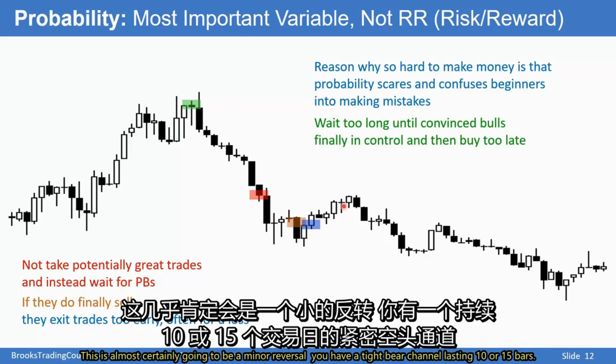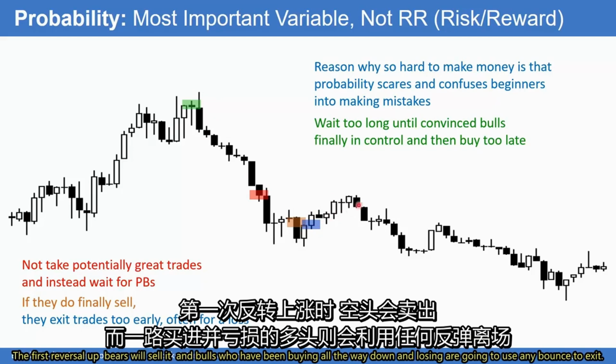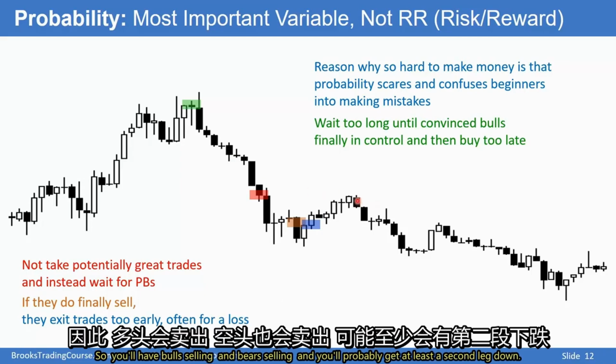This is almost certainly going to be a minor reversal. You have a tight bear channel lasting 10 or 15 bars. The first reversal up, bears will sell it. And bulls who have been buying all the way down and losing are going to use any bounce to exit. So you'll have bulls selling and bears selling, and you'll probably get at least a second leg down.